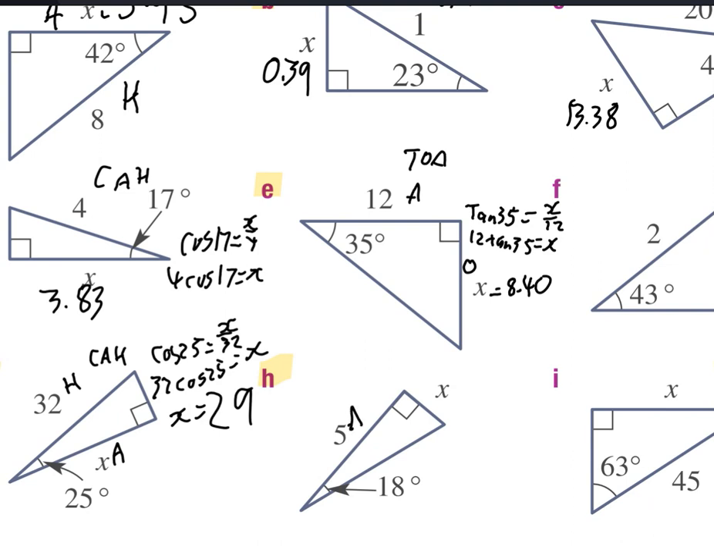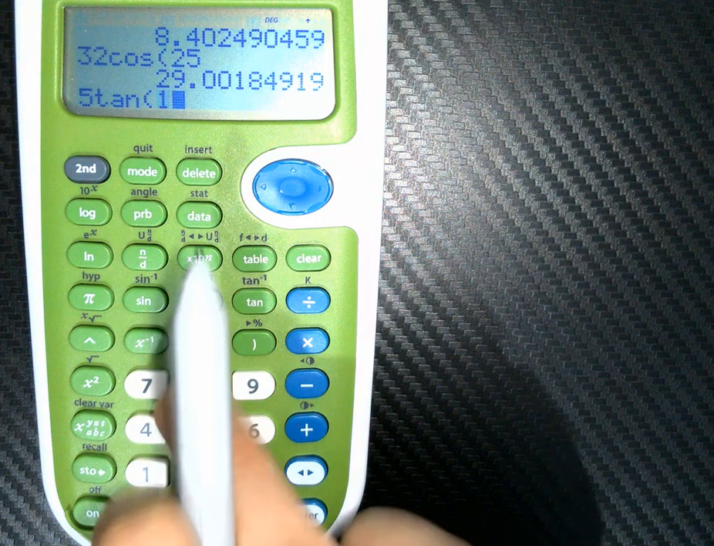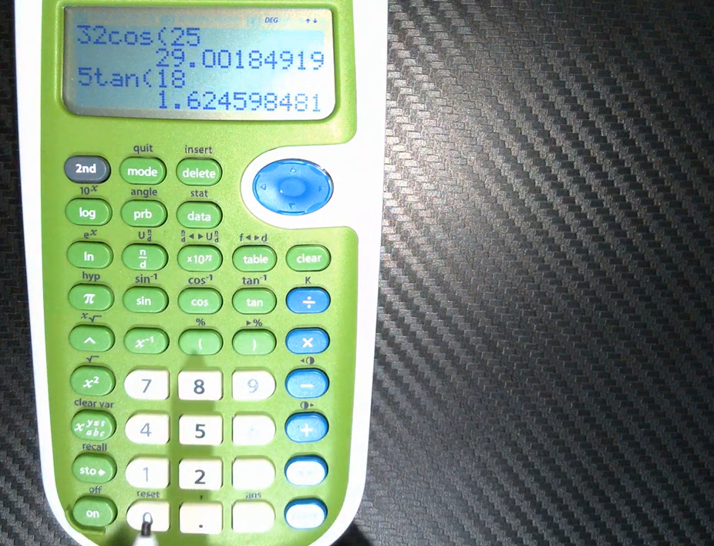I have my adjacent, which is 5, and my opposite, which is x, opposite that angle. So that means I need TOA. So I'll go tan 18 equals x on 5. So I've got to end up getting 5 tan 18 equals x. X equals 5 tan 18, which is 1.62.